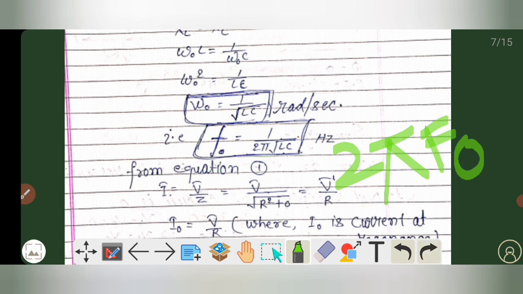My dear friends, this formula is very important from an objective point of view, so this formula must be remembered. And this is basically frequency, so its unit will be hertz.